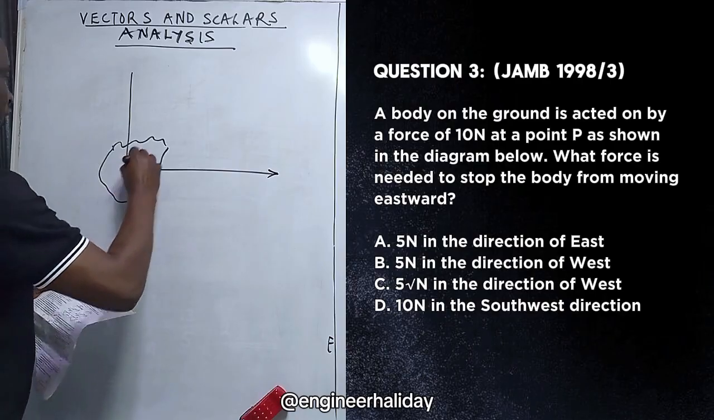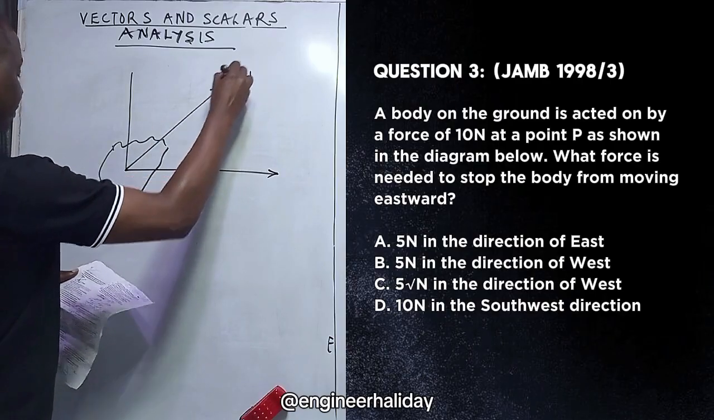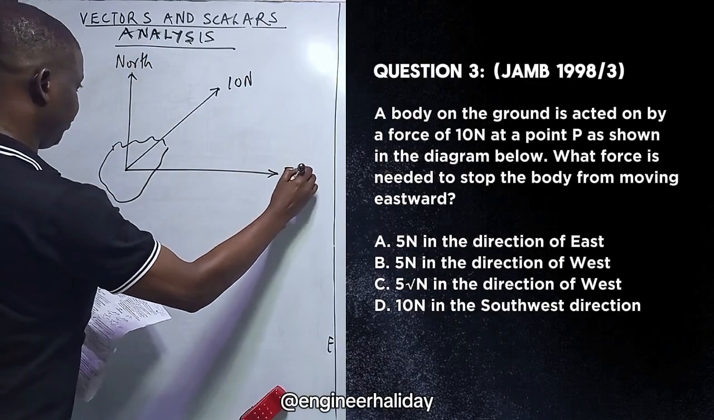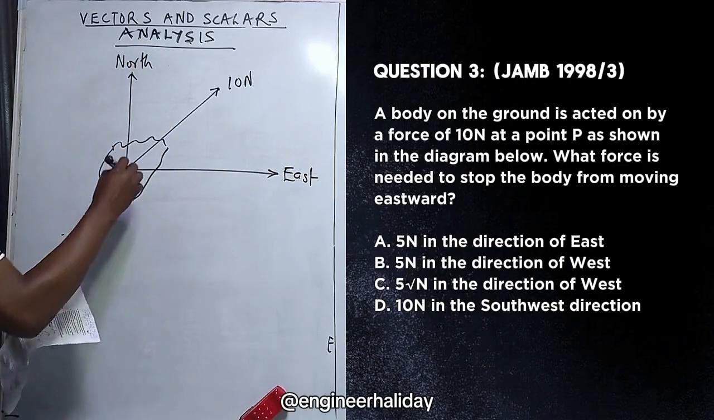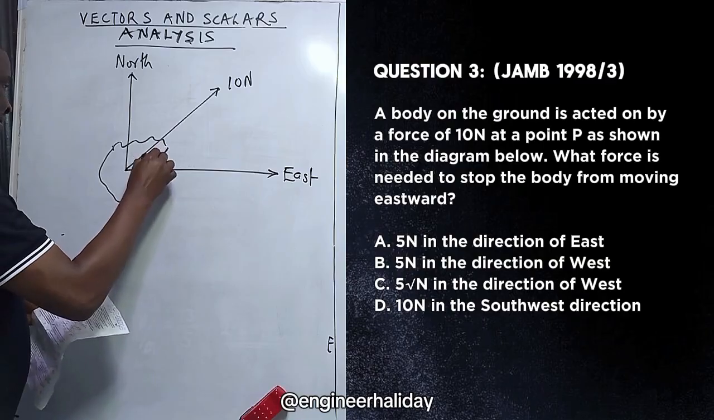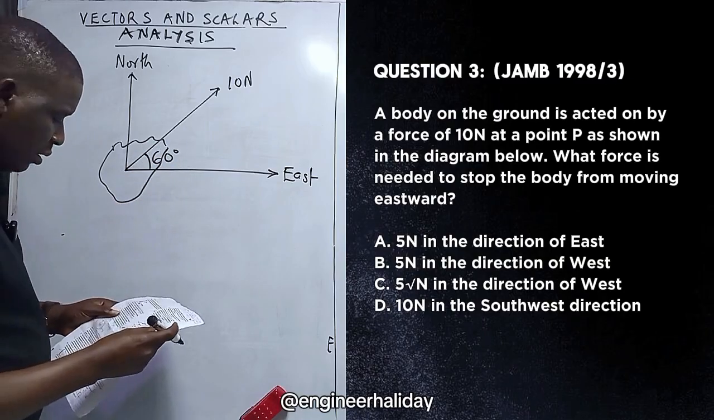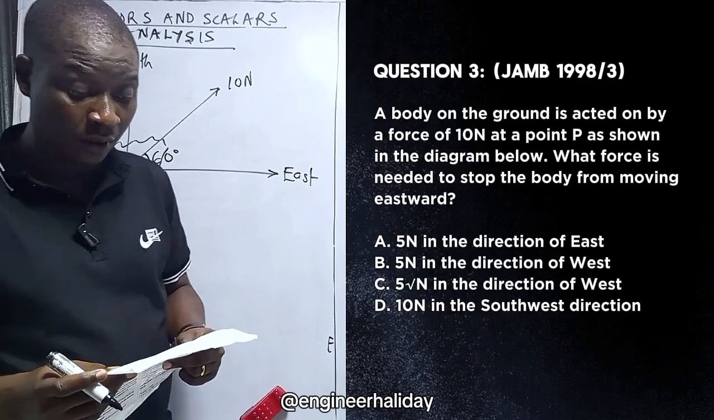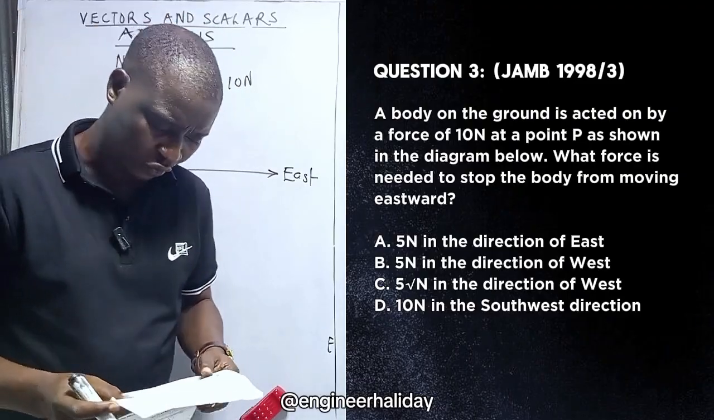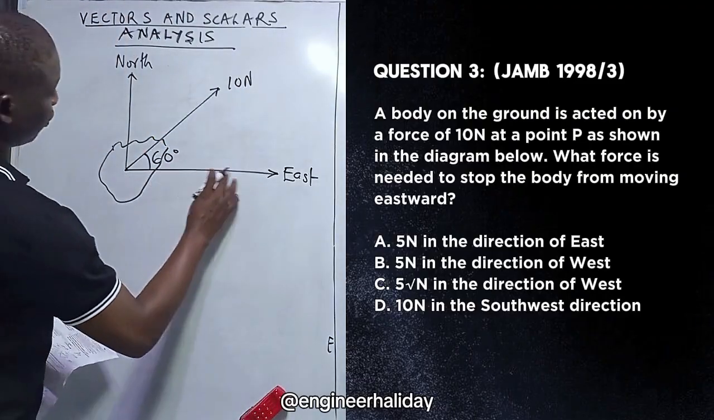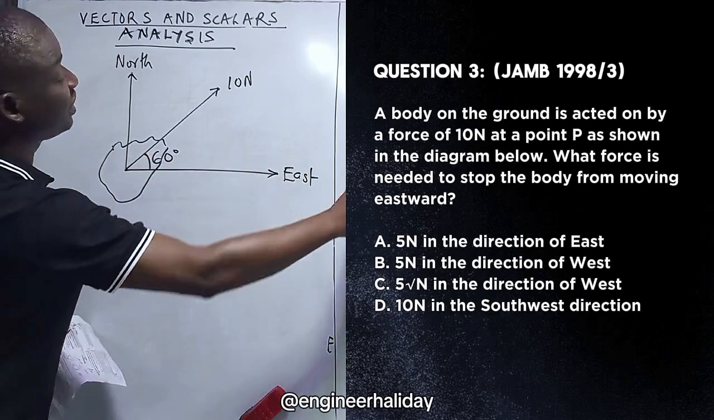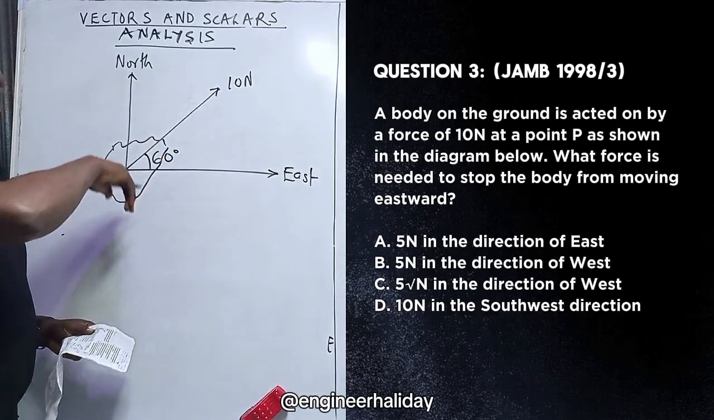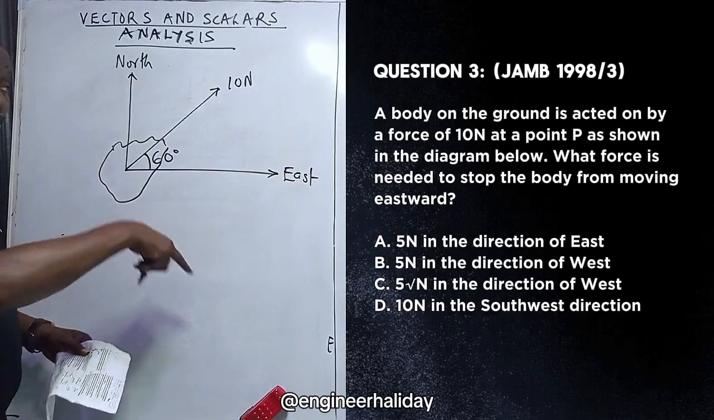You have a rough sketch diagram. They give us the force here to be 10 Newton. And here is north. And here is east. This is the diagram. Then the angle between them is 60 degrees. They said, what force is needed to stop the body from moving eastward? So for us to know the force that will stop it, let us know the force that is going eastward before we can find the force that will stop it. You need to know what is going there before you know what you are going to use to stop it.